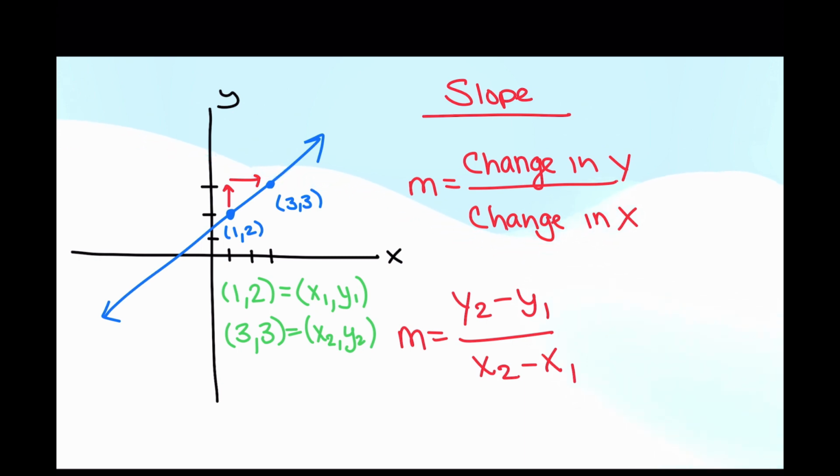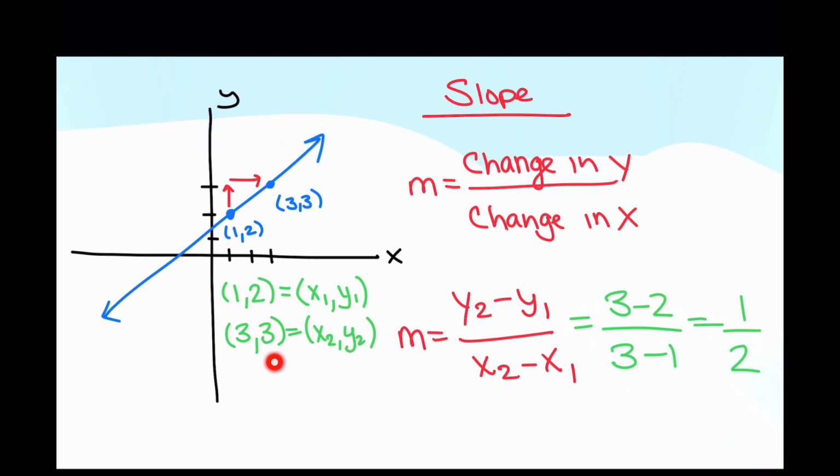But using this definition, plugging into my formula, y2 is 3, minus y1, which is 2, so 3 minus 2 is 1. That's my change in y. And then x2 is also 3, and x1 is 1. So 3 minus 1 is 2. And that's another way that I can get that slope of 1 over 2, or 1/2.